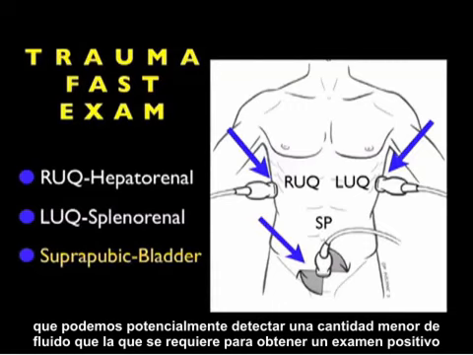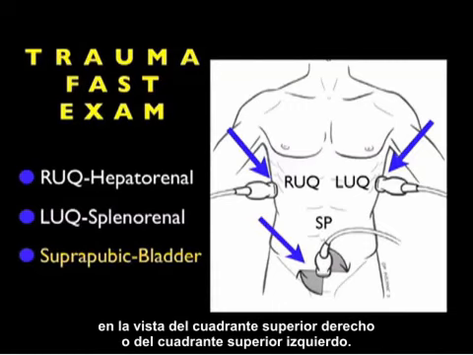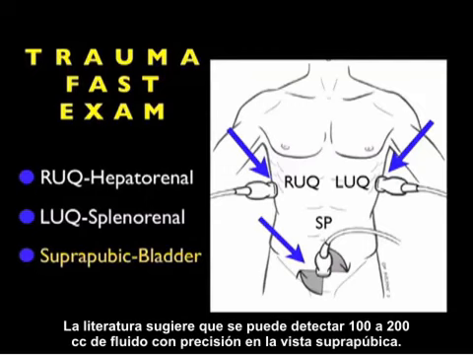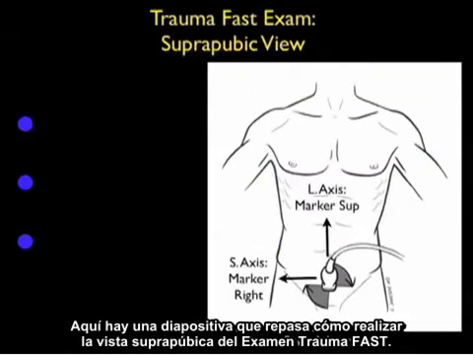There's a lot of information we can gain from looking at the suprapubic view, as we can potentially detect a smaller amount of fluid than is required to make a positive right upper quadrant or left upper quadrant view. The literature suggests that only about 100 to 200 cc's of fluid can be detected accurately on the suprapubic view.